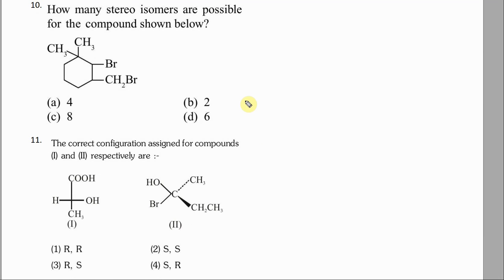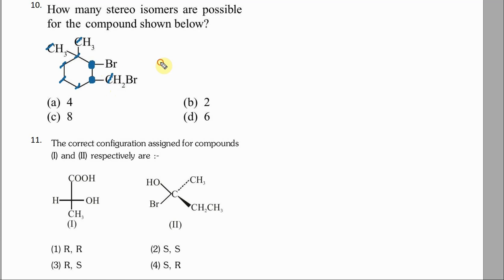Question number 10. How many stereoisomers are possible for the compound shown below? So basically they are asking about geometrical isomers and optical isomers all together. You want to look into the number of stereogenic centers. You can start anywhere. I'll start here, not this one, not this carbon, not this carbon. This has two methyls, not this one. Two hydrogens, no, no, no. Alright, so this carbon, no. This carbon has some other groups, hydrogen, bromine. So this is a stereogenic center, and again this is a stereogenic center.